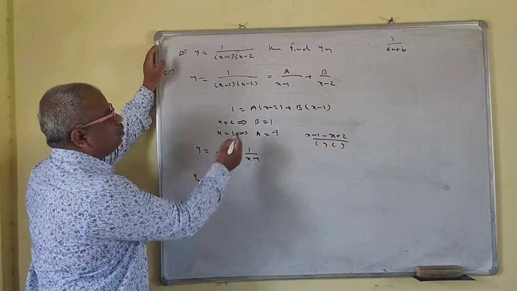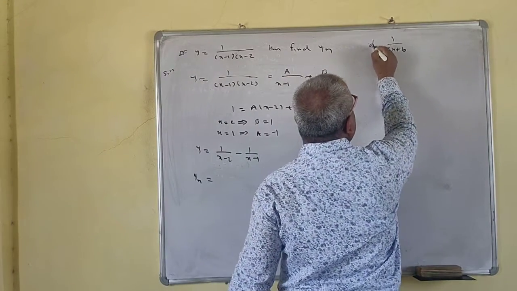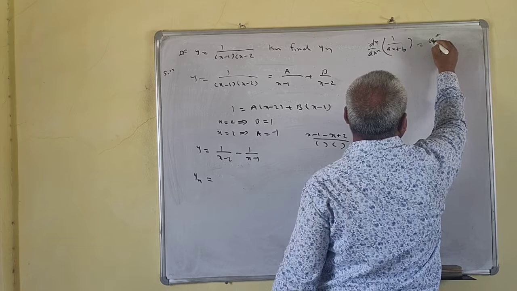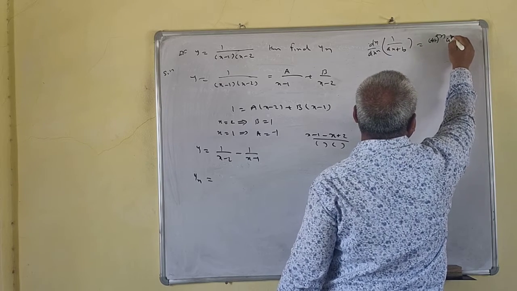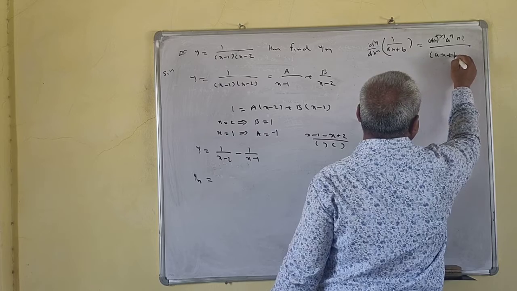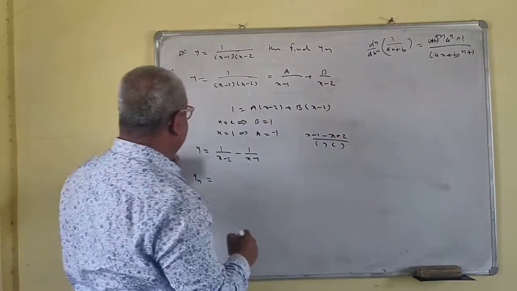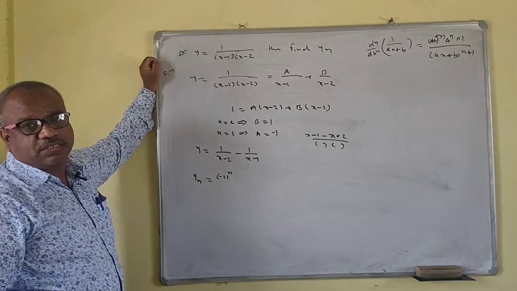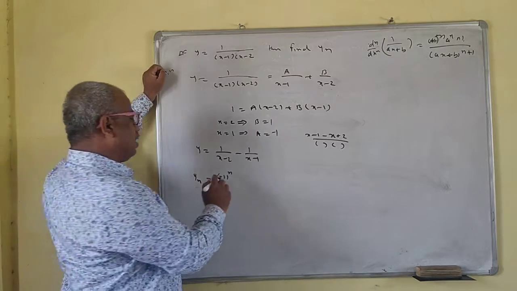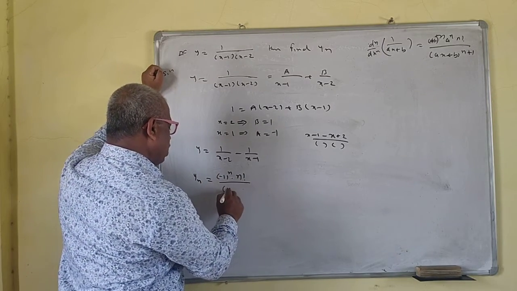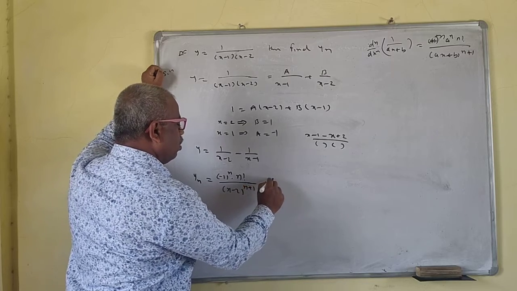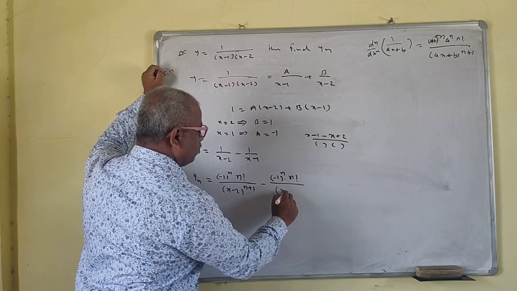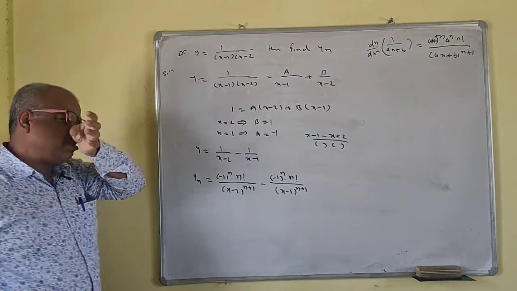So your a is 1 now, and we'll apply this formula. The nth derivative of this is minus 1 raised to n, a raised to n factorial upon ax plus b to the power n plus 1. So what is this then? Minus 1 raised to n, where a is the coefficient of x. But the coefficient of x is 1, so we are not writing that. Into n factorial upon x minus 2 raised to n plus 1, minus minus 1 raised to n into n factorial upon x minus 1 raised to n plus 1. Only this.